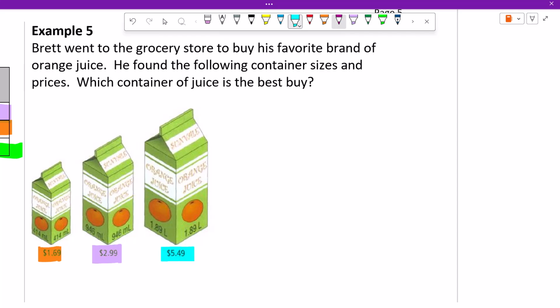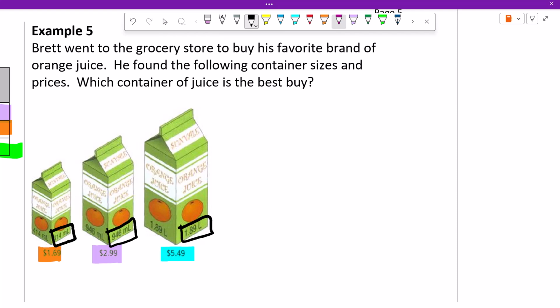And that's written right here on the diagram. All right, so we just need to figure out what is the cost for 1 milliliter of orange juice. So we're just going to do it.